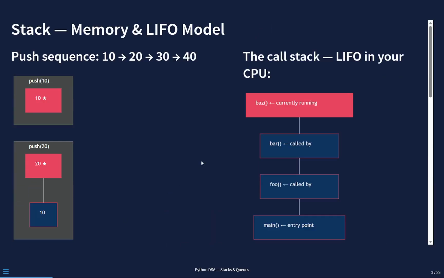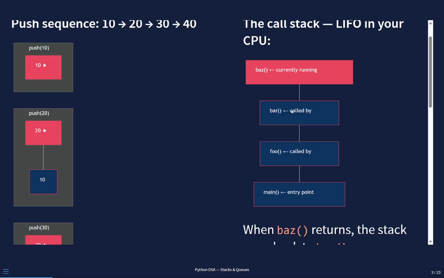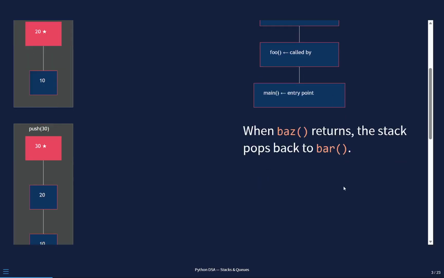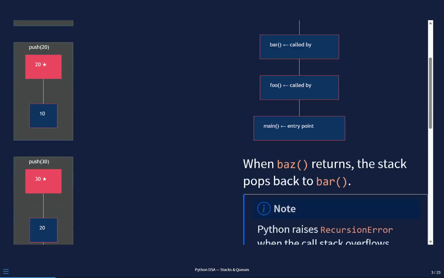Here's a real example you interact with every time you write code, the call stack inside your CPU. When main calls foo, which calls bar, which calls baz, each function call gets pushed onto the call stack. When baz returns, it gets popped. The stack goes back to bar, then bar returns, pops, and you're back in foo. Pure LIFO, exactly as we've been describing.